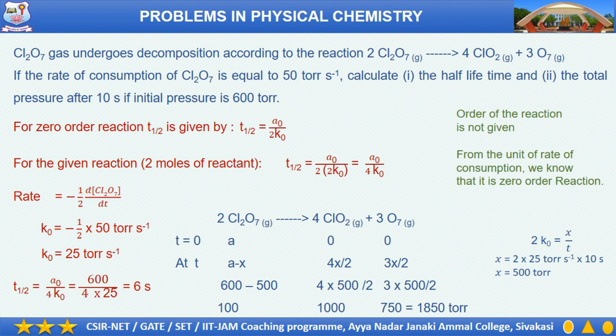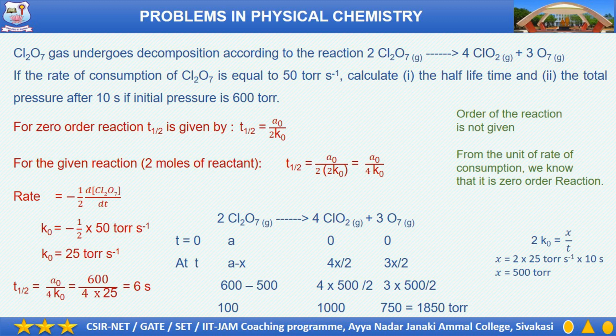And the answer for the next question. What is the next question? What is the total pressure after 10 seconds? Therefore, after 10 seconds, at zero time this is present 100%, it is A0. But after time T, what is the amount present? Let us assume that X mole of Cl2O7 is decomposed. Therefore, A minus X would be left after time T.